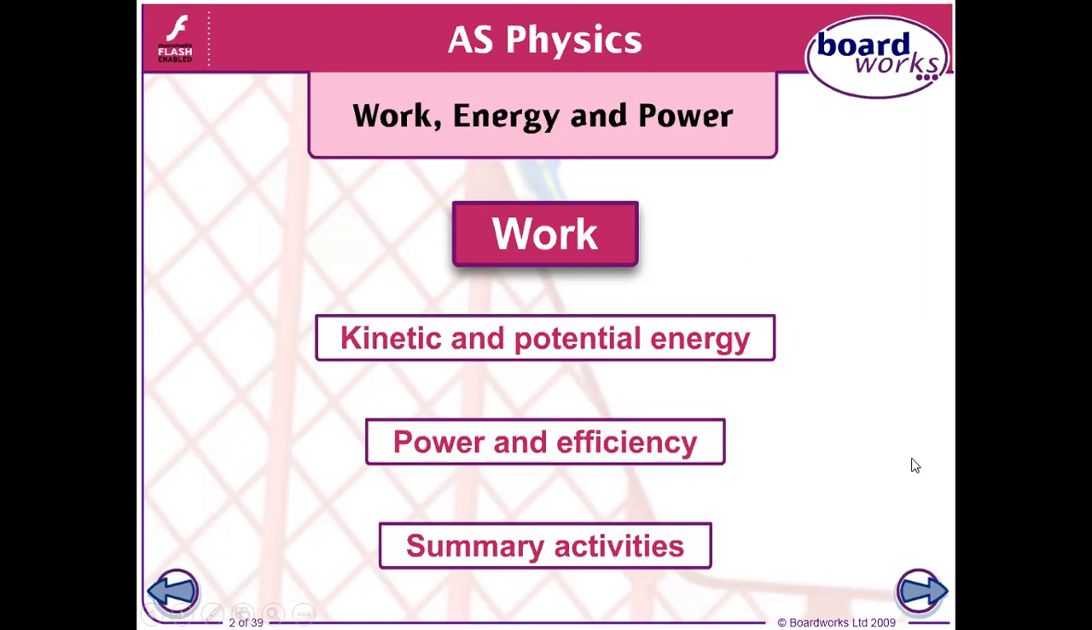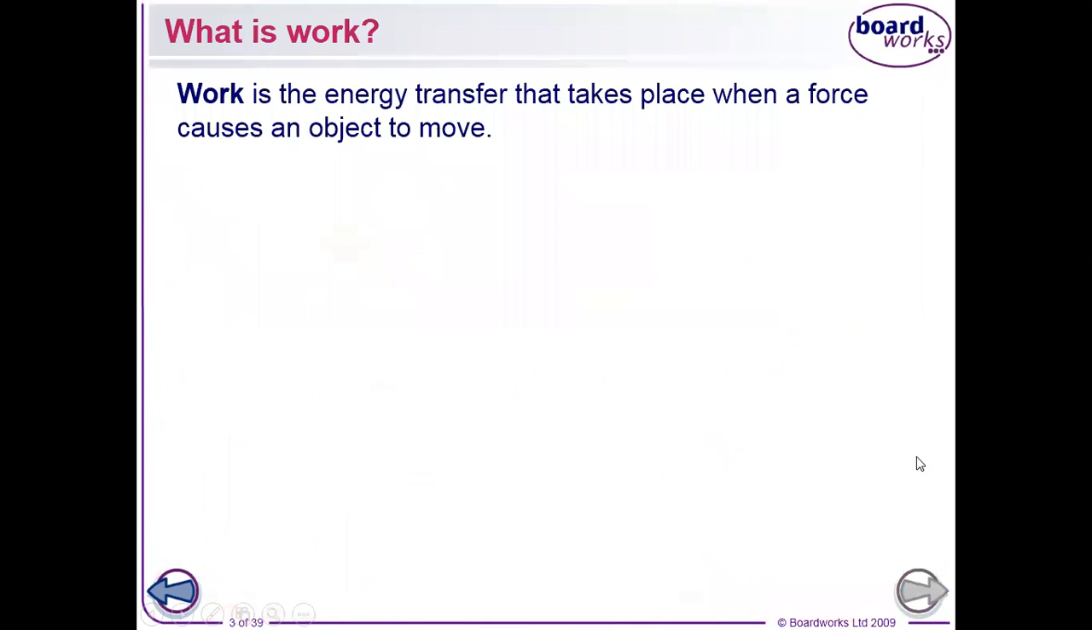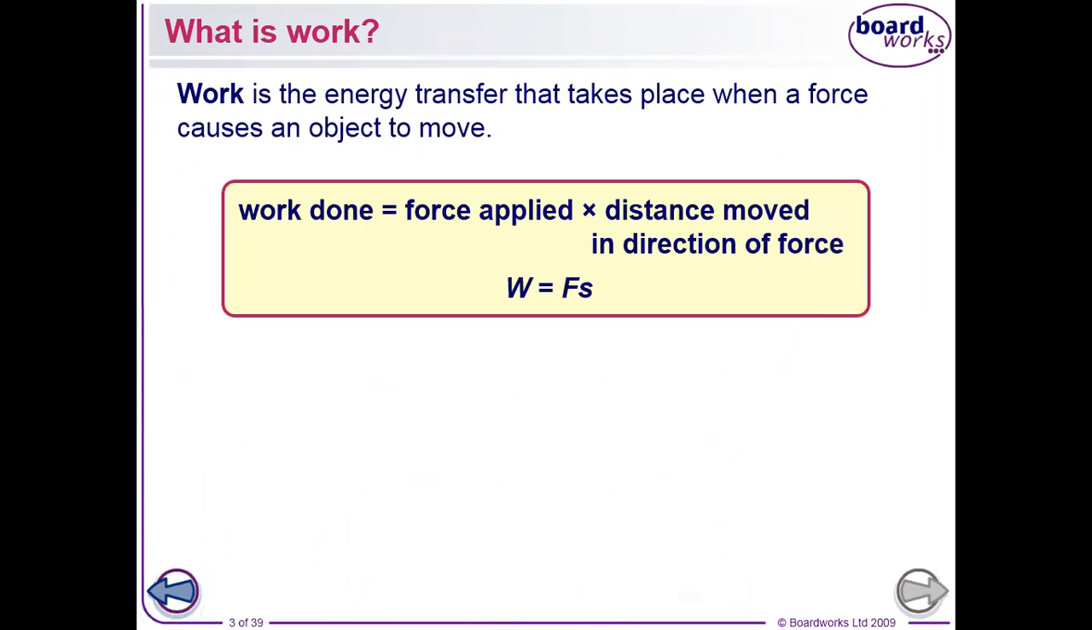So we are going to look at work, energy and power, and specifically we are going to look at work as a topic. We define work as the energy transfer that takes place when a force causes an object to move. Meaning that for work to be done, a force must move an object through a distance, so we involve force and distance. Work done can be calculated by taking the product of force and distance moved. So that's why we have work equals force multiplied by distance.